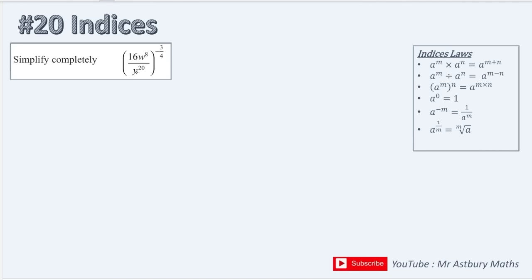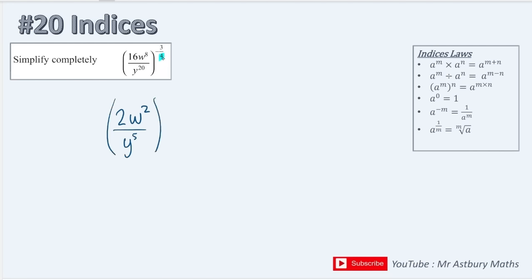And here we have quite a challenging question. We've got lots to do here. So the first thing I would do is I will look at the over 4 in the power. So that means I need to take the fourth root. So if I take the fourth root of each of these, well, the fourth root of 16 is 2, because 2 to the power of 4 is 16. Now, if I take the fourth root of w to the 8, well, I just need to multiply a quarter by 8, which is going to give me 2. And then if I take the fourth root of y to the 20, again, I just multiply 20 by a quarter, which is 5.